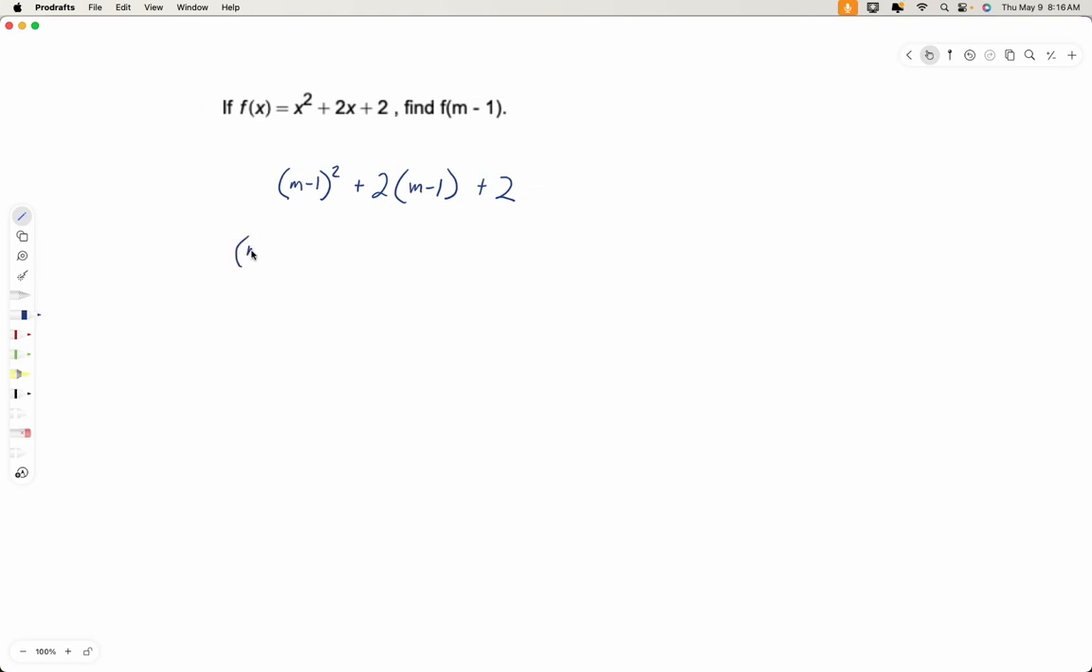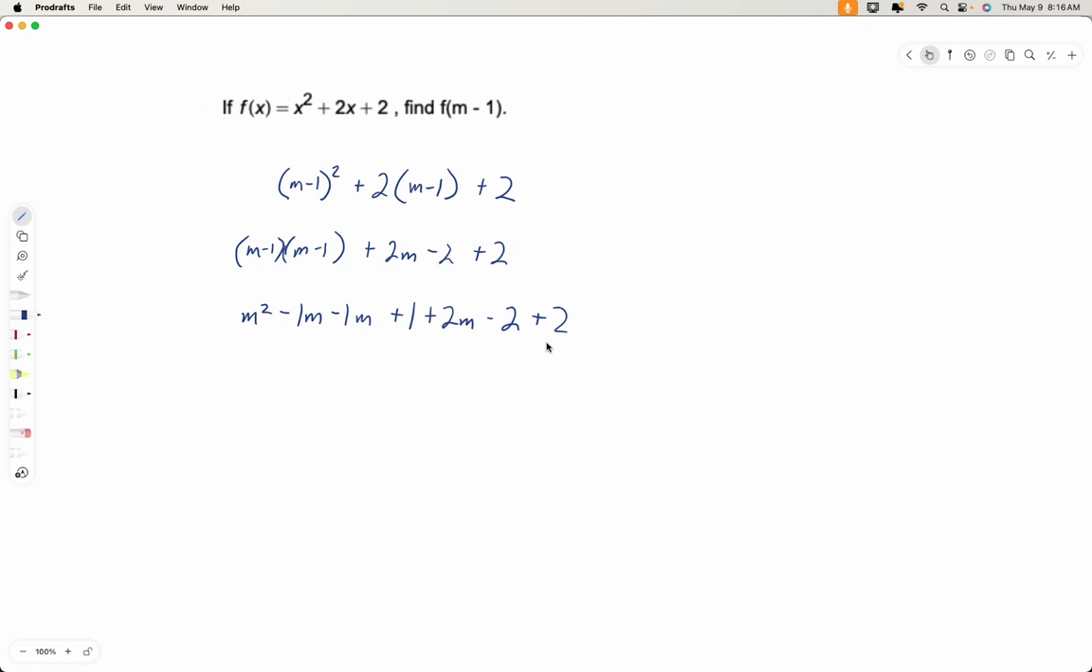So I'm going to say m minus 1 times m minus 1 plus 2 times m is 2m, and 2 times negative 1 is negative 2 plus 2. M times m is m squared. M times negative 1 is negative 1m. Negative 1 times m is negative 1m. And negative 1 times negative 1 is a positive 1. Okay, that's all of that. Plus 2m minus 2 plus 2.